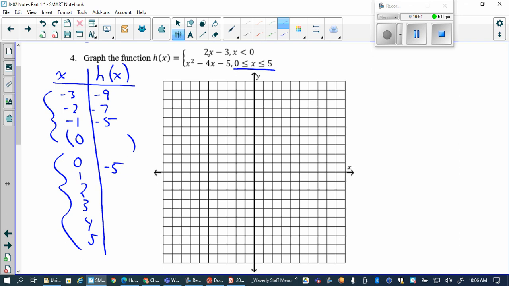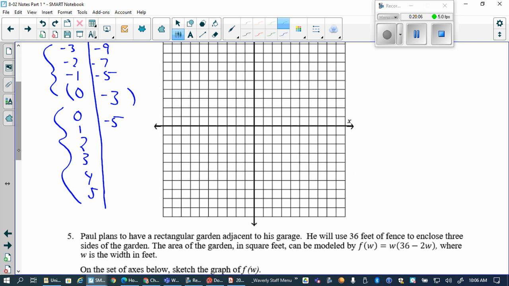What's just in your head? What's 2 times 0? 0. Minus 3. Okay, right? So the calculator won't give you that, because you told it that it doesn't belong in that one. So you just have to kind of do it. And just copy the rest of the values from your table, not mine. Look at yours, right?